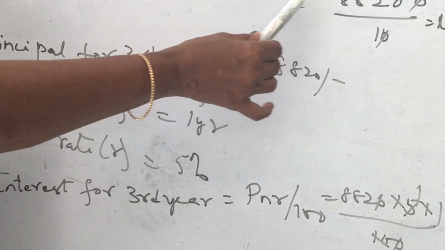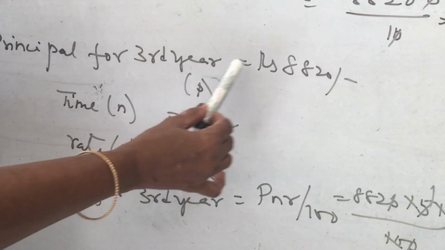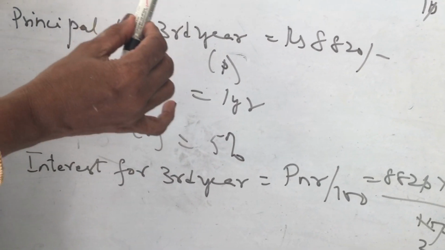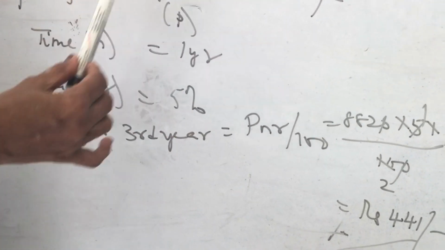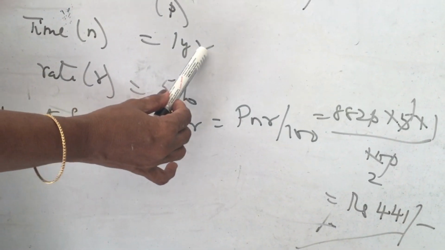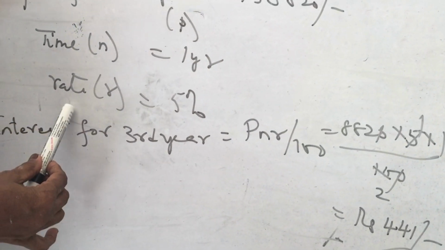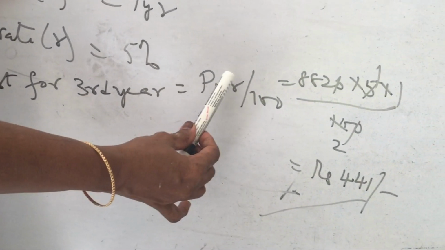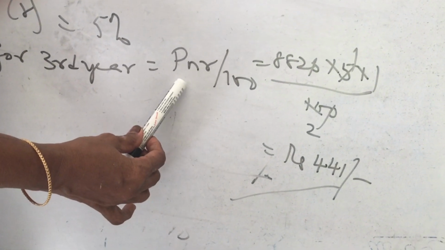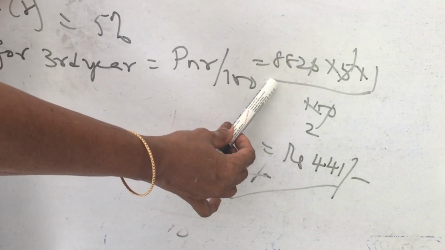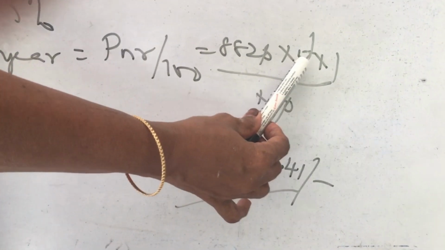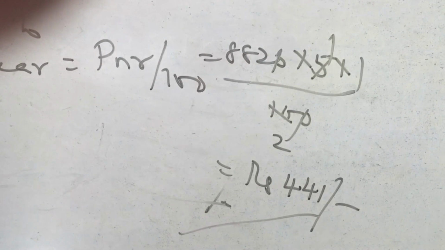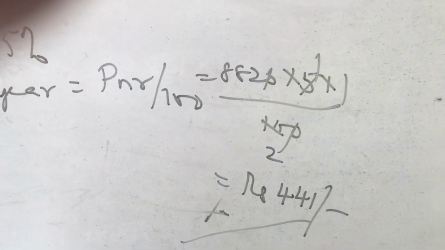Amount at the end of the second year is the principal for the third year. They asked you the interest for the third year. The time N is equal to 1 year and the rate is the same, children. So for the interest for the third year, you know the formula for SI, PNR by 100. 8,820 into 5 by 100, that is rupees 441. Hope you have followed, children.